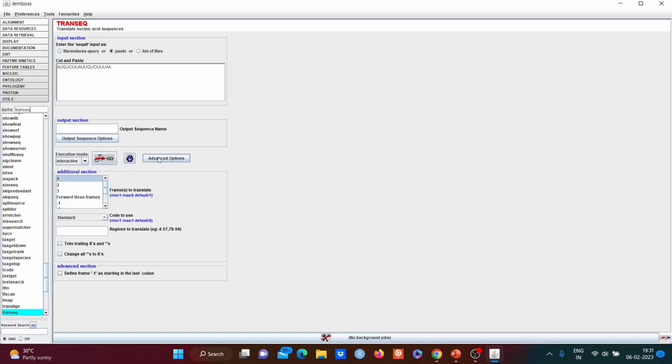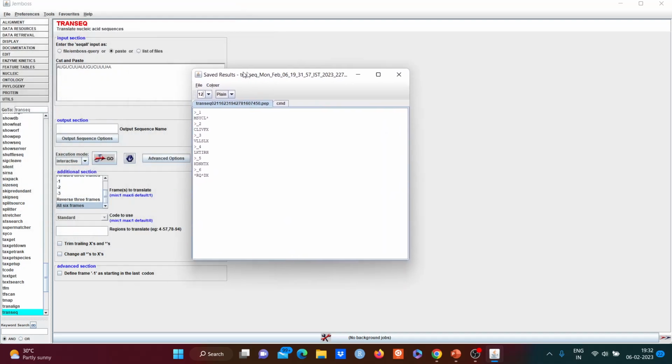Now, Transseq gives us many options, like frames to translate. We have discussed that the forward strand will have 3 frames and the backward strand will also have 3 frames, so overall we'll have 6 frames. Here the option is given to get only the first frame, only the second frame, only the third frame, or only the set of 3 forward frames, or we can get all 6 frames. So I'll select all 6 frames and click go.